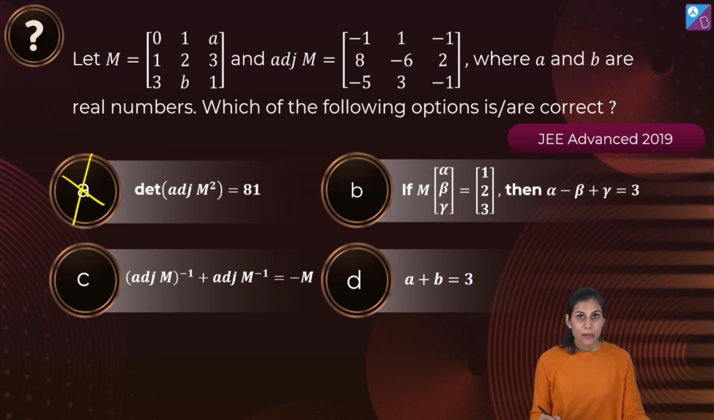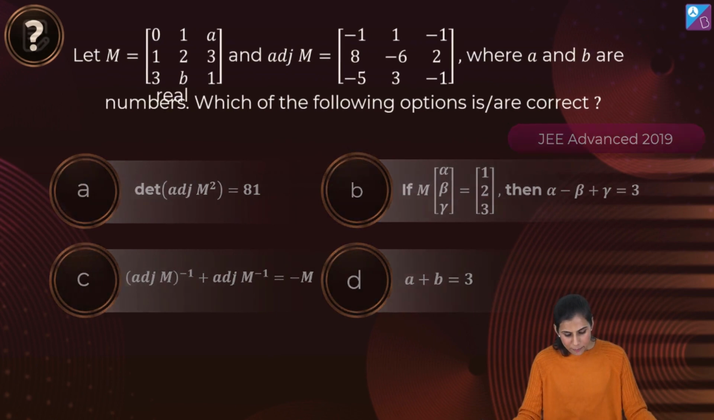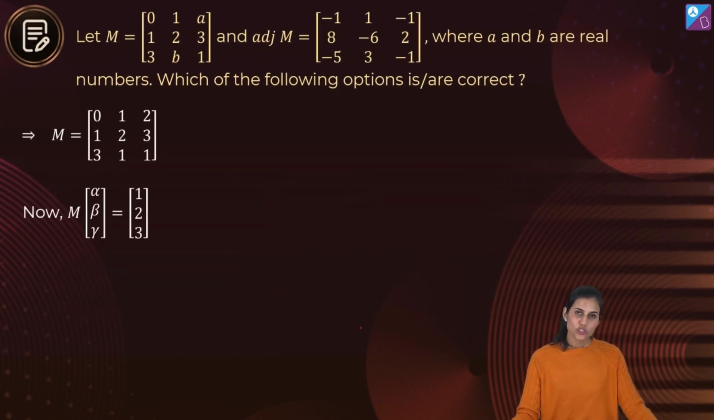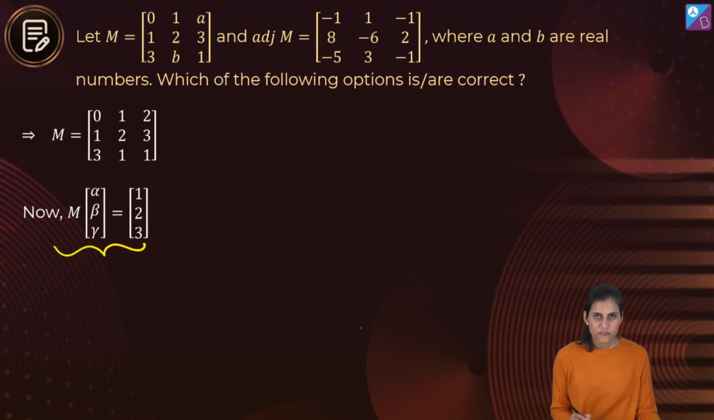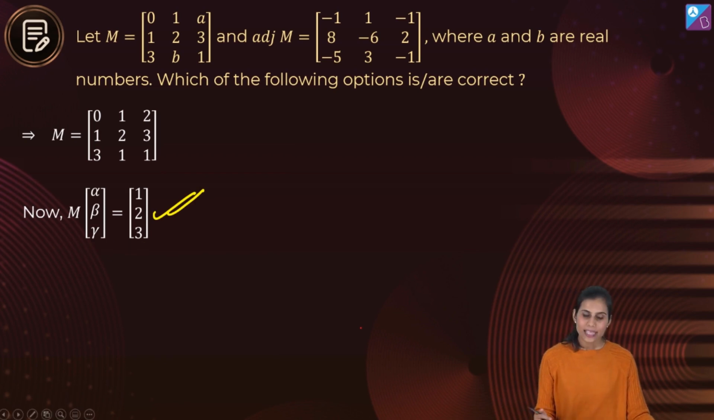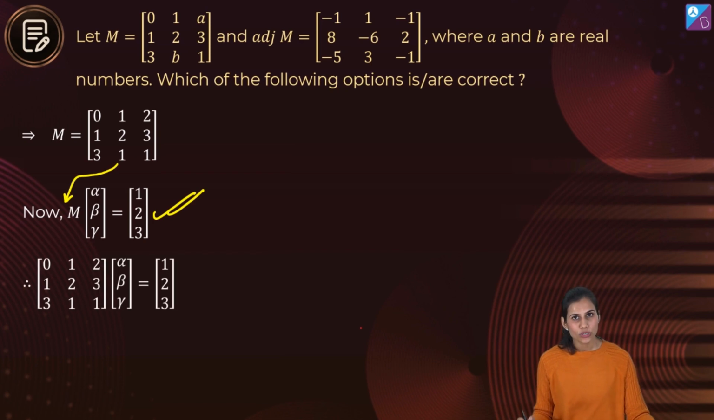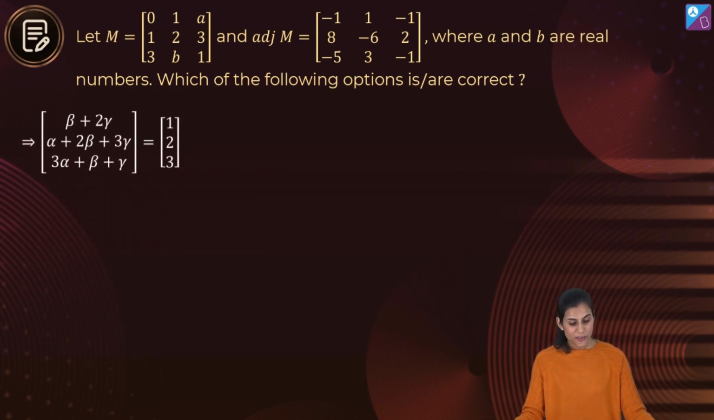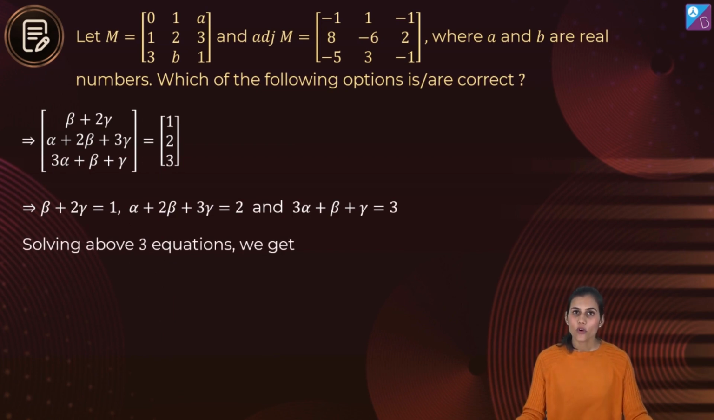It says M multiplied with the column matrix alpha, beta, gamma is equal to the column matrix 1, 2, 3. Then alpha minus beta plus gamma is 3. Basically, what is written in this option is a system of 3 linear equations in 3 unknowns alpha, beta, gamma. You can generate those 3 equations by simplifying this matrix equation. Just substitute M as the original matrix which is given to us and expand the left hand side, equate it with the corresponding entries of the right hand side, and bingo, you have these 3 linear equations forming the system.